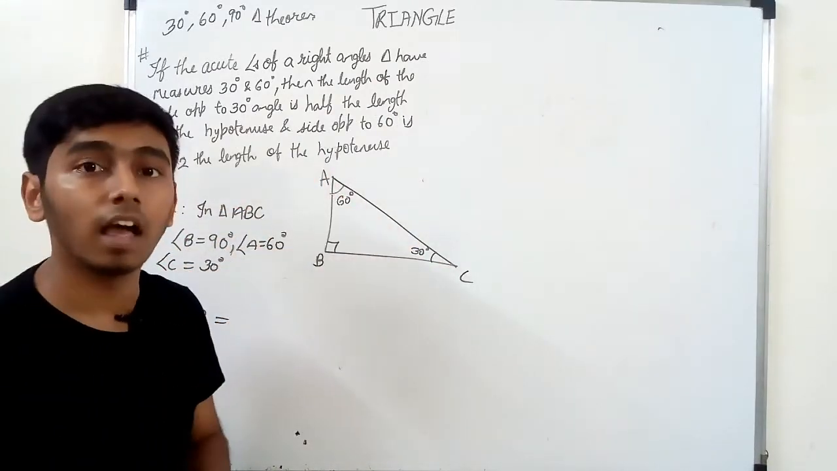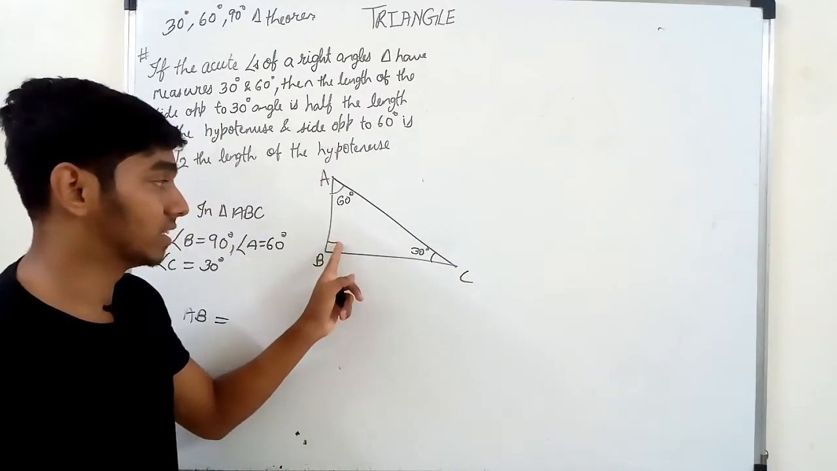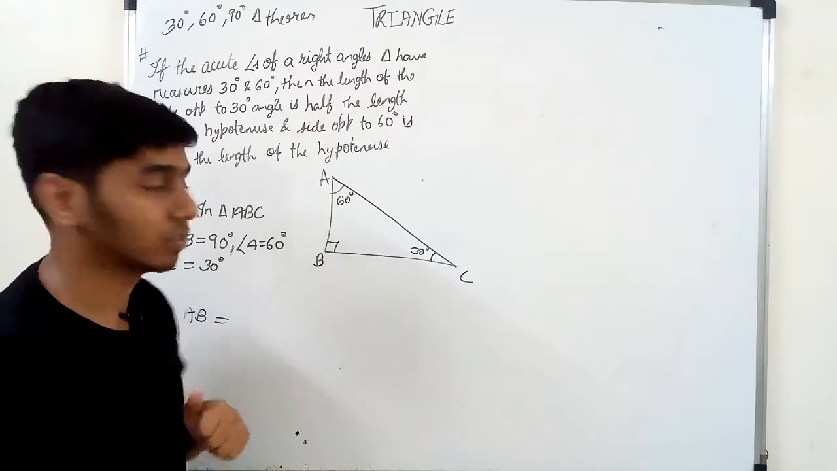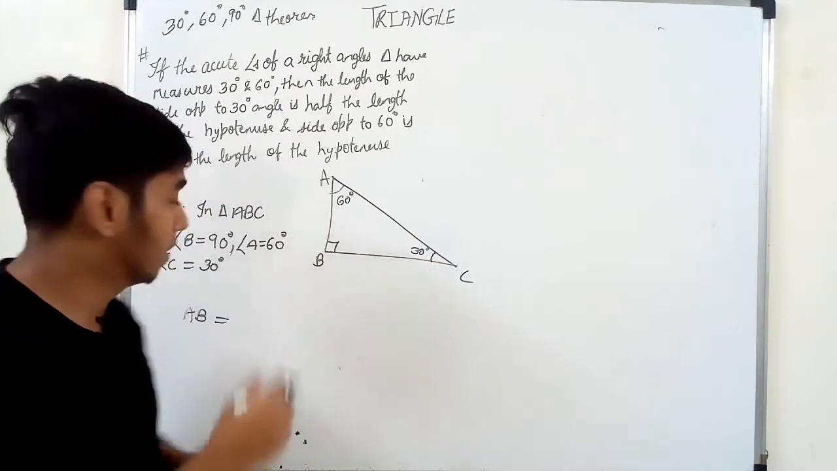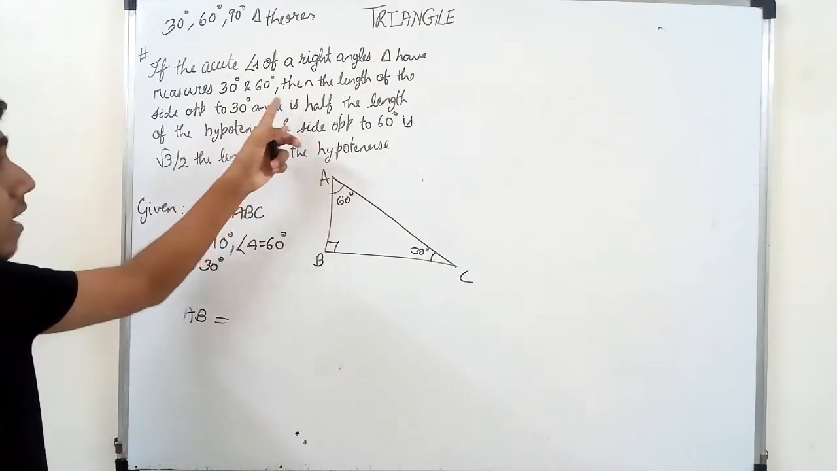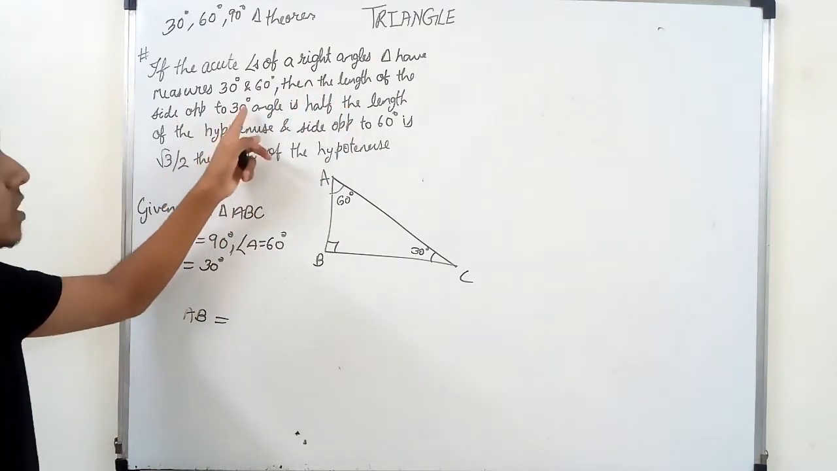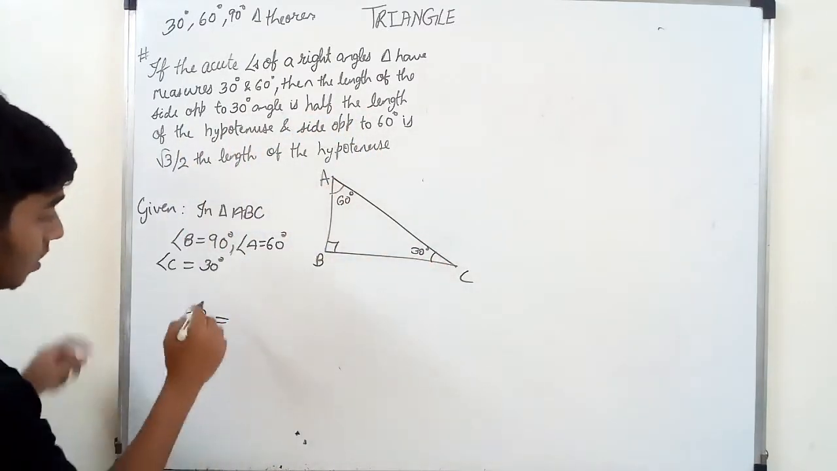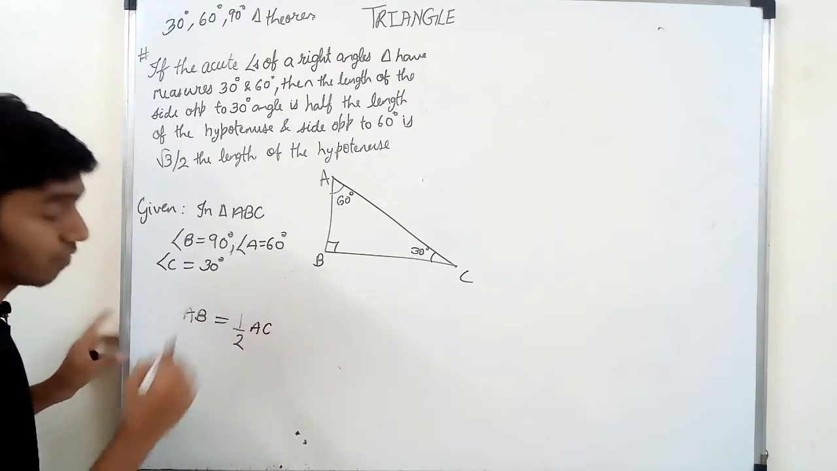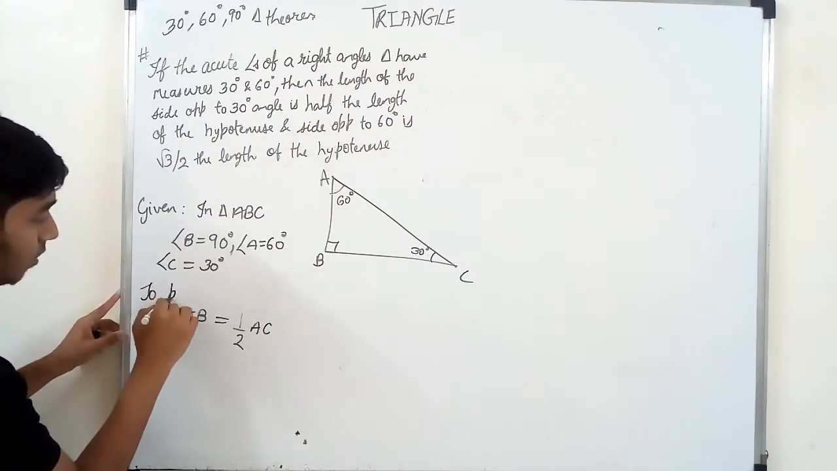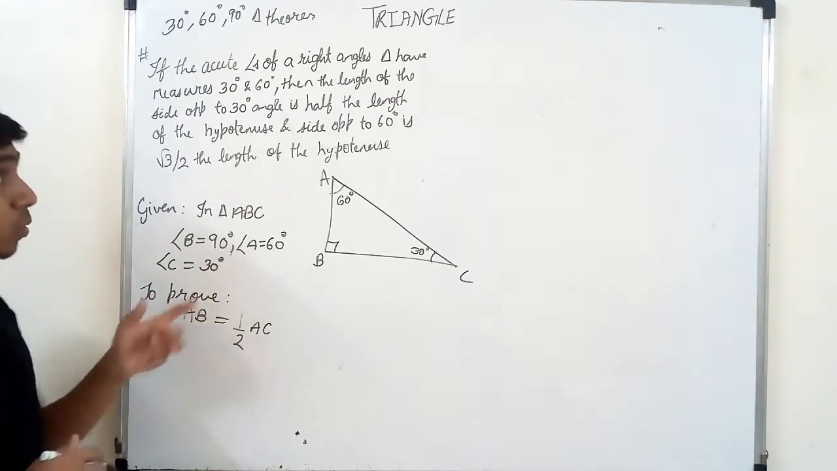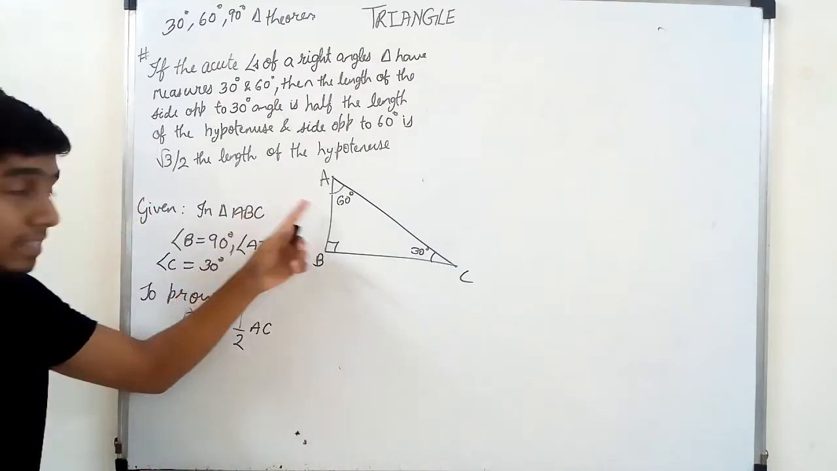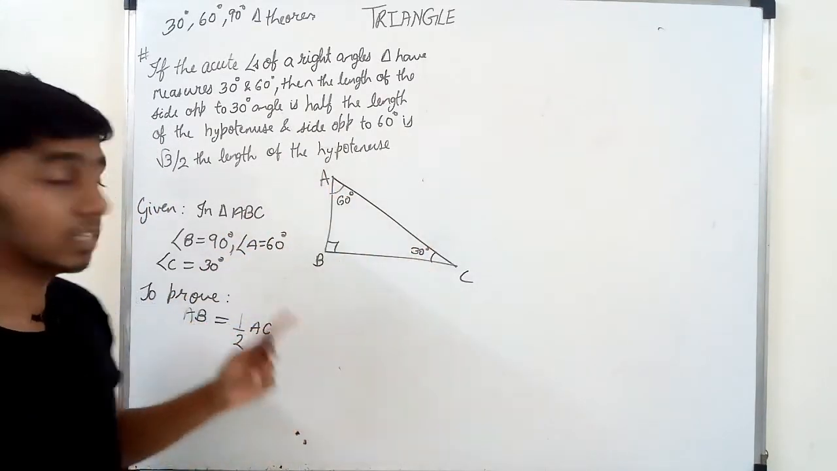The hypotenuse is AC, and you already know that if this is 90 degree, then the side opposite to 90 degree is the hypotenuse. So AC is the hypotenuse. It is said that the length of the side opposite to 30 degree, which is AB, is half the length of the hypotenuse. So AB equals half of AC, we have to prove. We need to understand the statement first, then we'll go for the proof.